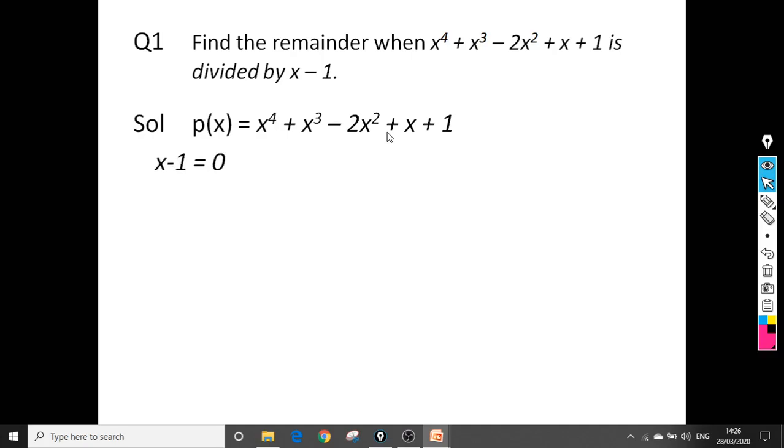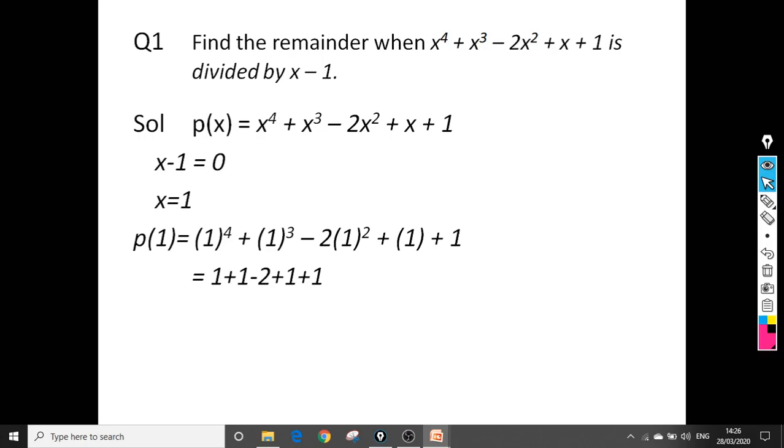Second step, we'll substitute x minus 1. You see the divisor is linear, so the remainder theorem is applicable. X minus 1, we substitute 0, and getting the value of x from here, x is 1. This value of x, 1, will be substituted in the polynomial. When we substitute the value of x as 1 in this polynomial, we will solve this expression.